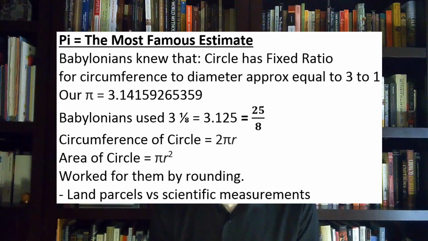Now, by the way, they knew the calculations, right? So a circumference of a circle would be what we call 2 pi r. They'd use the same formula. An area of a circle is pi r squared. They use the same type formula. Again, these are not scientific measurements. These are land parcels. So this was a workable estimation of reality for them.